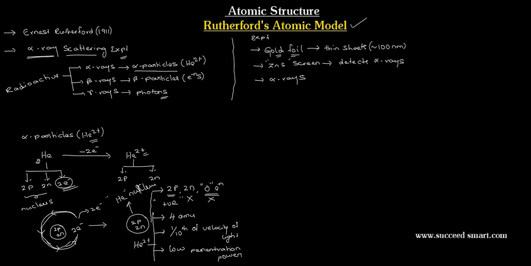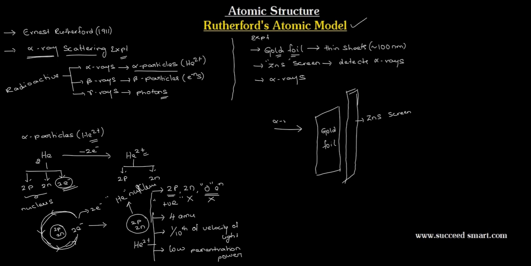Now we shall see the pictorial or diagrammatical representation of the alpha ray scattering experiment. I have already said that he has taken a gold foil. We shall assume this is the gold foil. Behind this gold foil, he kept a screen known as a zinc sulfide screen, and he passed rays known as alpha rays.